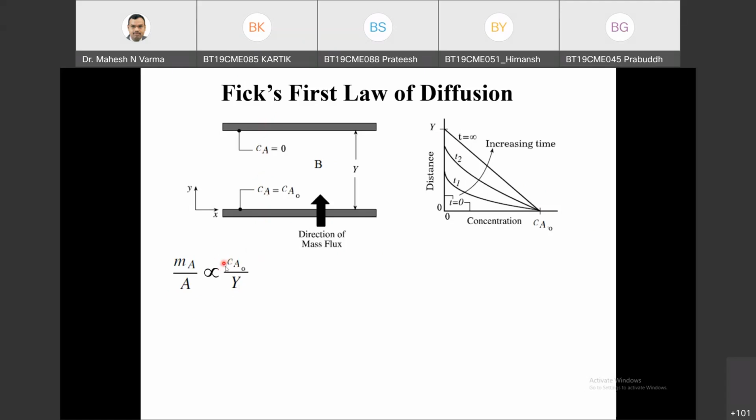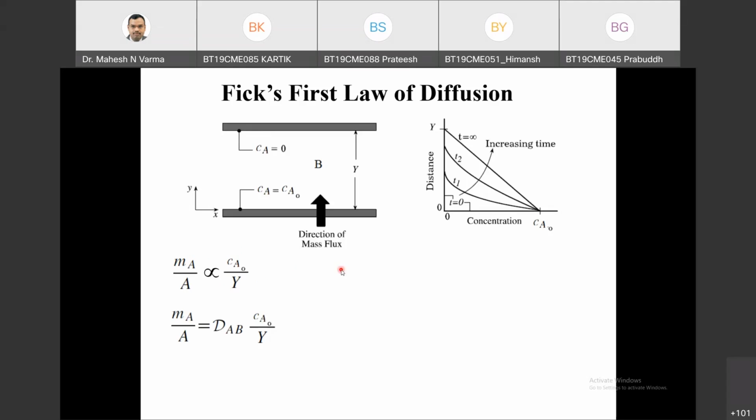Okay, so you can say Ca0 minus 0 divided by y minus 0. So mass flux is proportional to concentration gradient, and this proportionality constant is the diffusivity, that is the diffusivity of A in B. This can now be written in mass transfer.